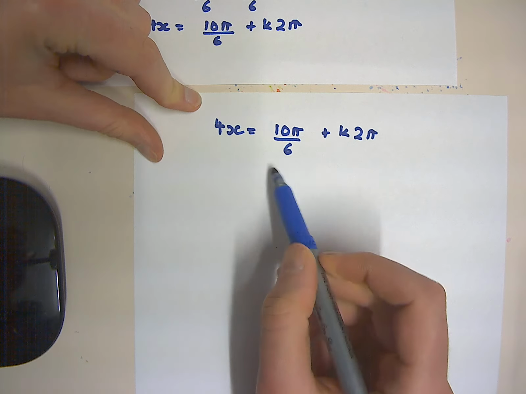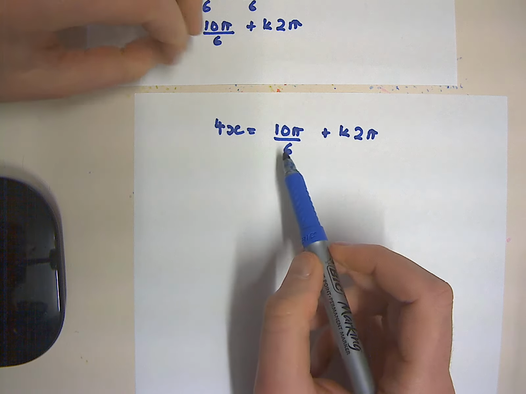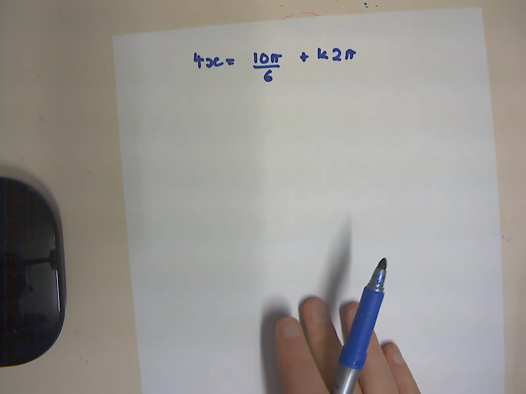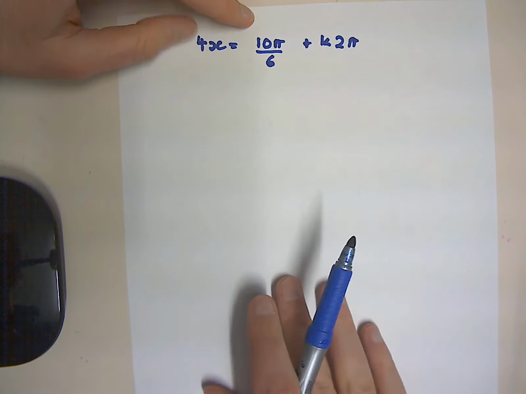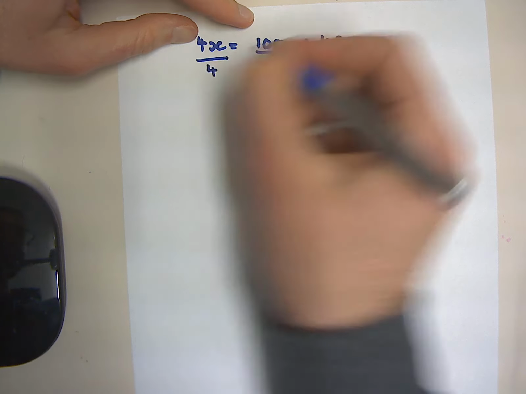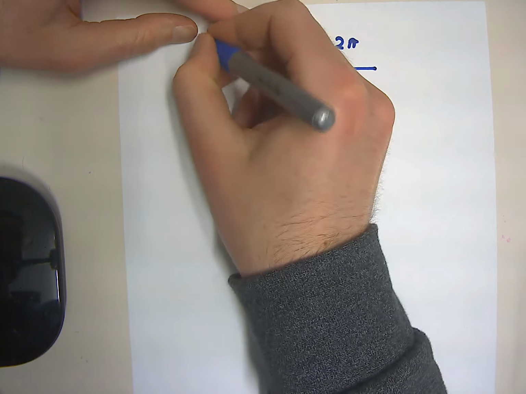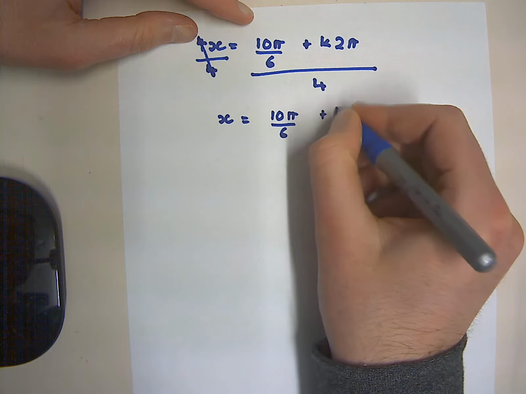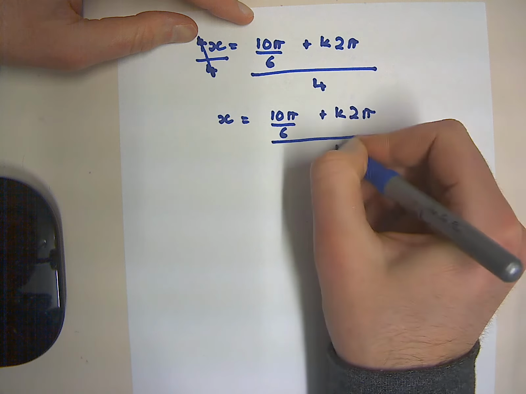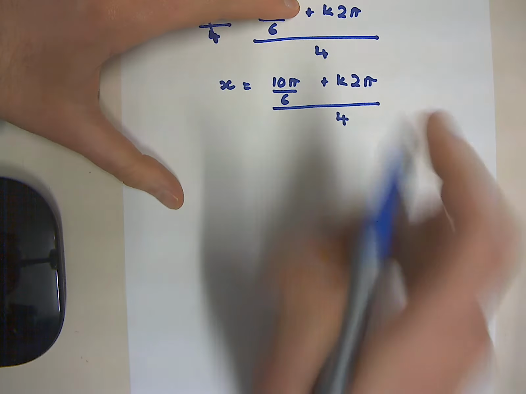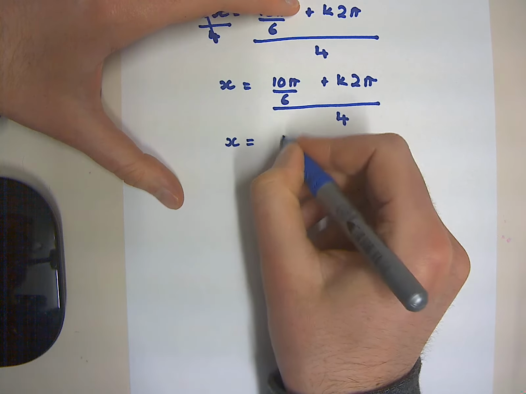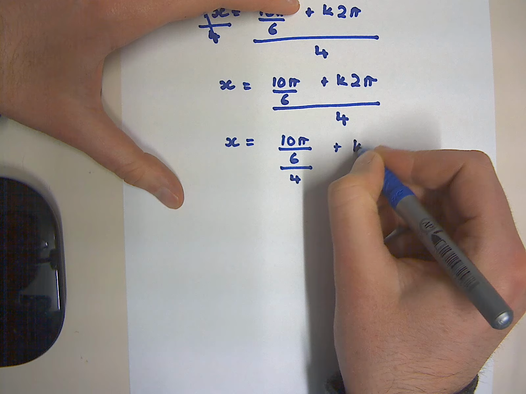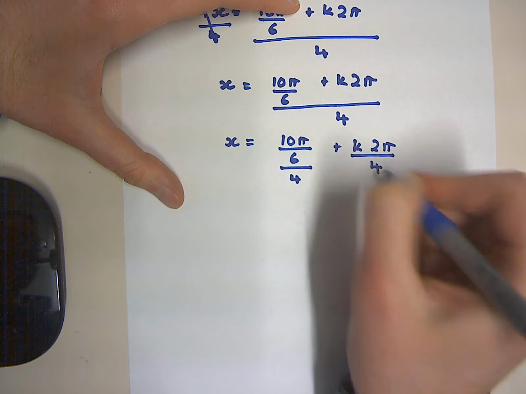Now you might be trying to scream down the lines of communication that you can cancel that, and yes, we can. But I'm not going to bother at the moment. It's not essential. We'll fix it up later. So if I was to divide both sides by 4, I'd do that. And so x equals 10 pi on 6 plus k2 pi all over 4. Now, if I've got something all over 4, I can split the denominator. So I can say that's over 6 and that's over 4 plus k 2 pi on 4.